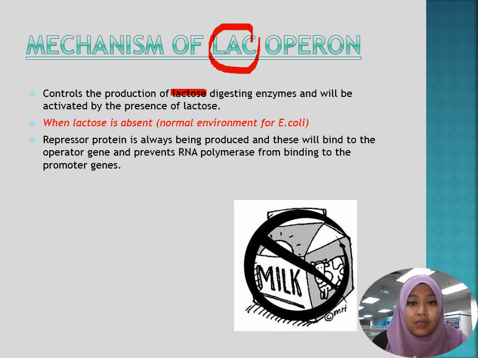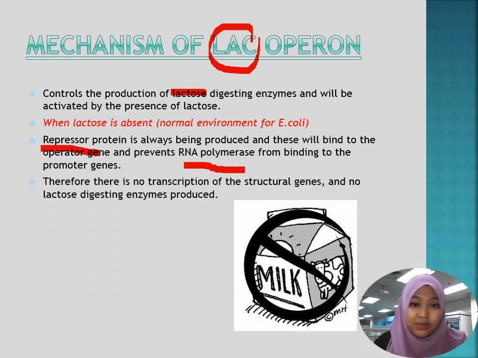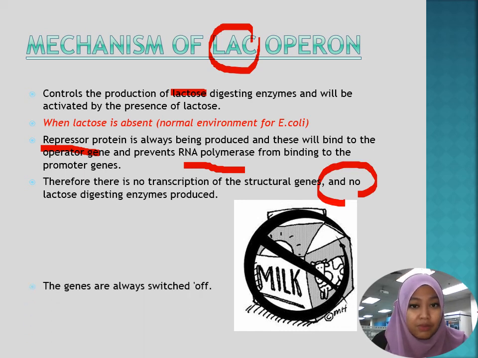So when lactose is absent, the repressor is always being produced. It binds to the operator, and when it binds to the operator, RNA polymerase is blocked, so it cannot go to the structural genes, and as a result, no lactose-digesting enzyme will be produced.